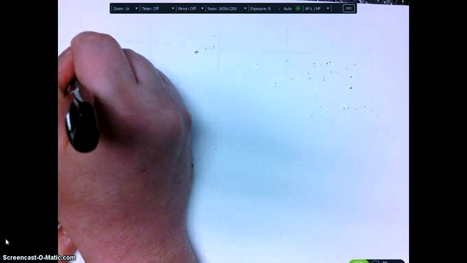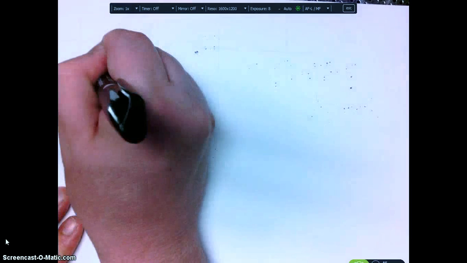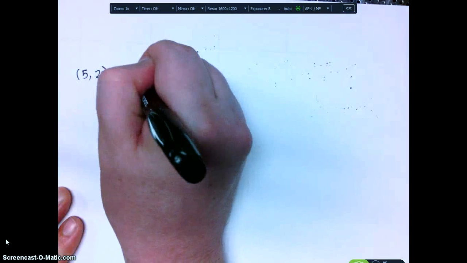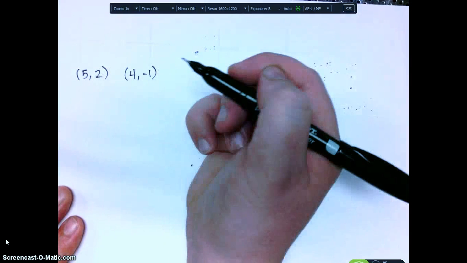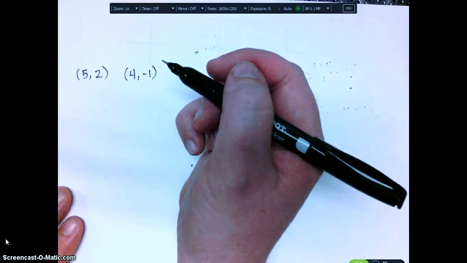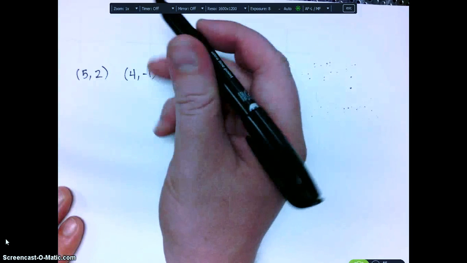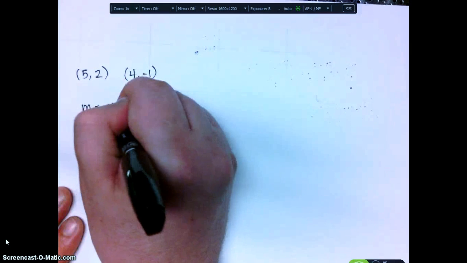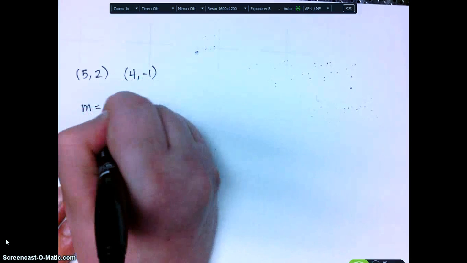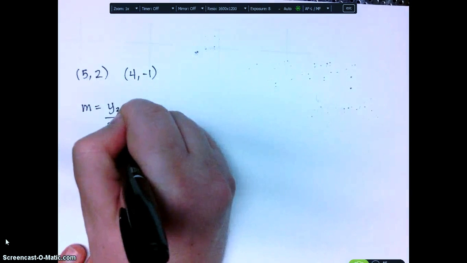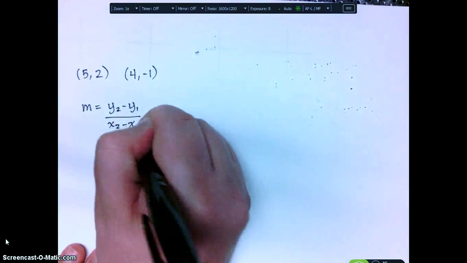At the end, you might have just 2 points that you're given. Maybe you're going to be given the coordinate 5, 2, and maybe a second one, 4, -1. Even without a graph, you can still find the slope of this line if these are 2 points on the same line. So again, let's use our formula. M equals y2 minus y1, divided by x2 minus x1.